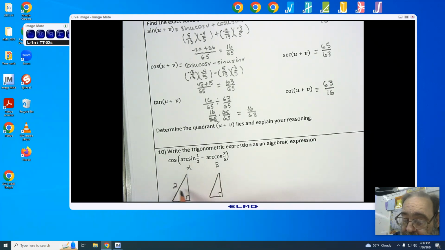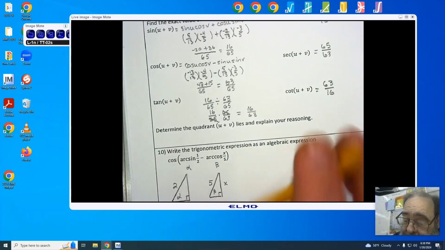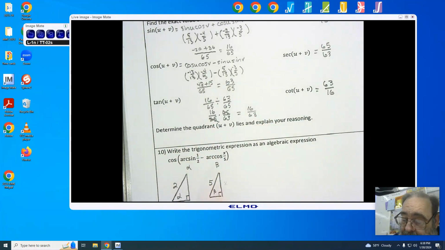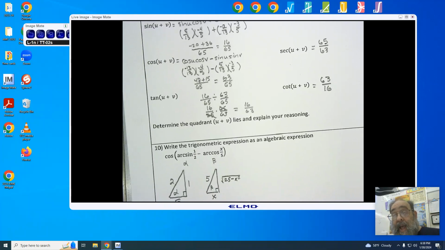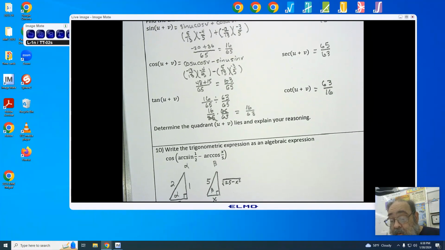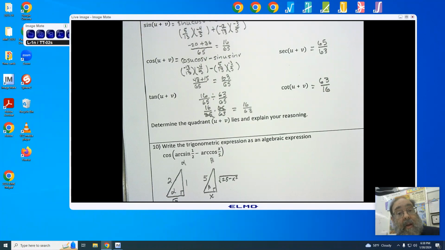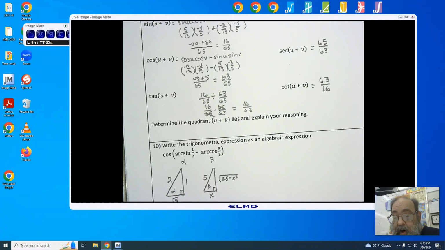We have 1/2. Here's my alpha, here's my beta, here's my 5, here's my x. Oh, pardon. Let's try that again. X for the cosine is the adjacent side. Sine has a 1. We use our Pythagorean theorem to find root 3 and the square root of 25 minus x squared. This is a squared plus b squared equals c squared, or a squared equals c squared minus b squared.